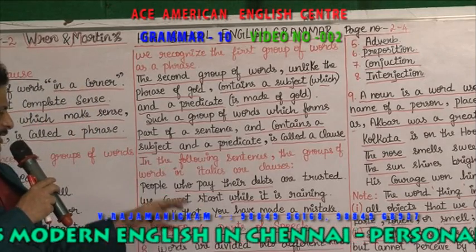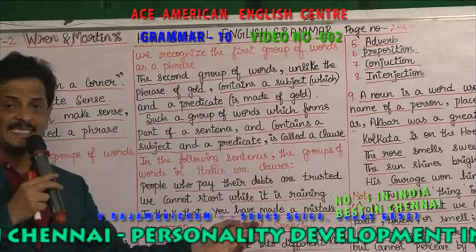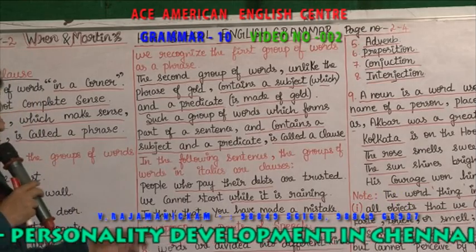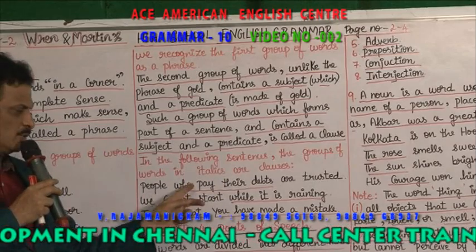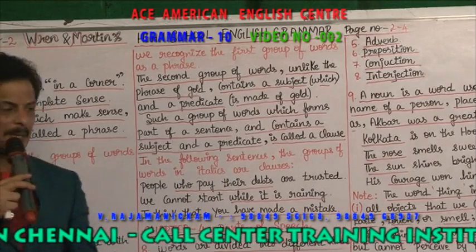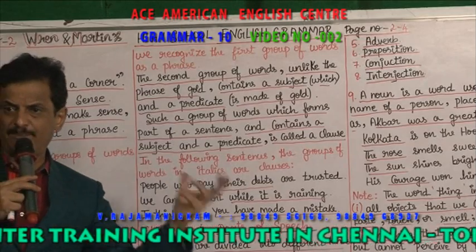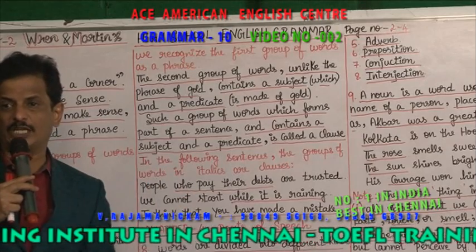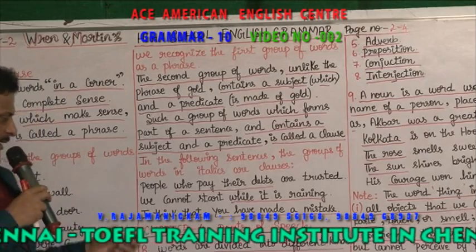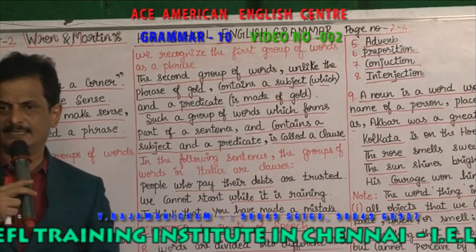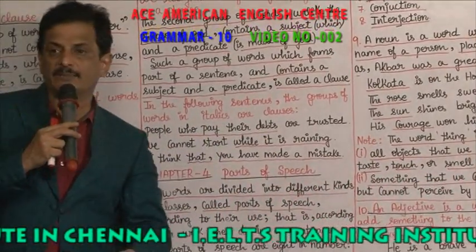In the following sentences, the groups of words in italics are clauses. "People who pay their debts are trusted." The sentence is "People are trusted." "Who pay their debts": this "who" stands for people, and "pay their debts" is the predicate. So in a part of a sentence, if you have a subject and a predicate, that is called a clause.